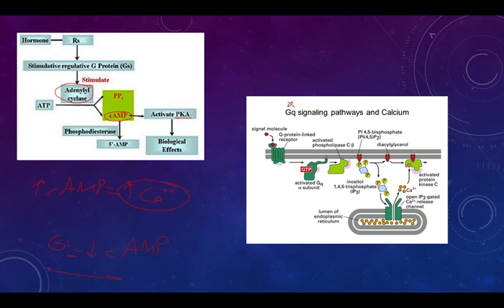GQ is the different one, and that involves an enzyme called phospholipase C. Phospholipase means it's splitting apart phospholipids, right? In this case, it splits apart this chemical here, PIP2, into DAG and IP3. DAG and IP3. And then there is an activated protein kinase C. You get a release of calcium, usually from endoplasmic reticulum.